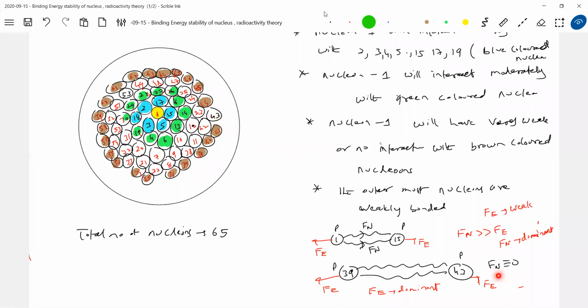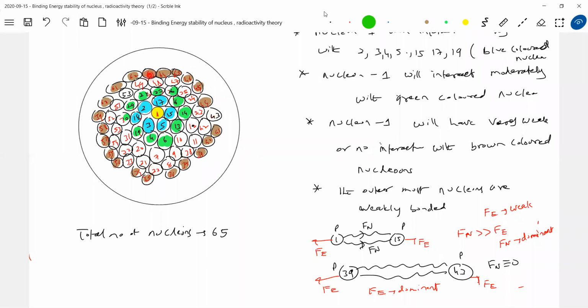And moreover, if the electrostatic force comes, it is still more. If you look at 43, the nuclear force will be acting, but there will be very little interaction. And so what happened? The electrostatic force will be dominating. So these nucleons are very loosely bound. So they decrease the binding energy.